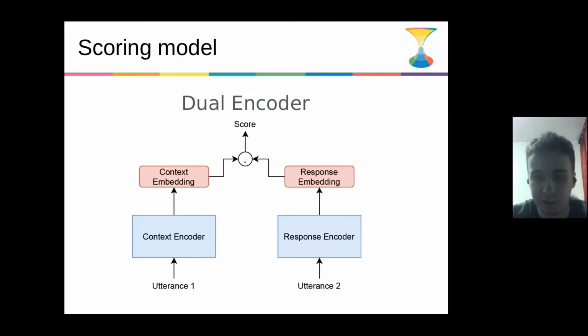Now, one thing to notice here is that utterance 1 and utterance 2 have no interaction before their dot product. So one thing that we can do to save time is to pre-compute all of the response embeddings. However, the process remains demanding due to the huge number of responses in our response set and to the number of operations to perform.